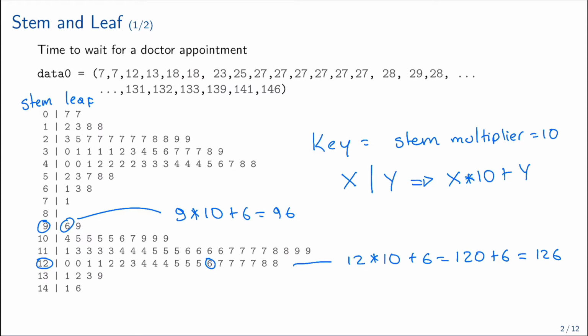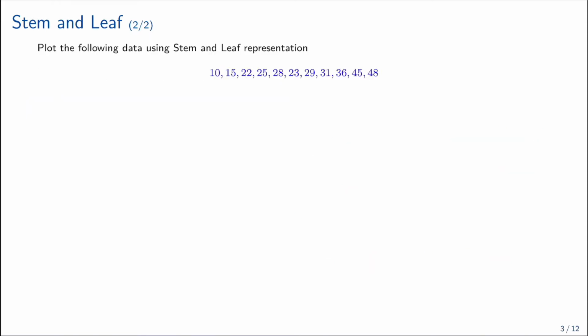So let's continue with another kind of plot. But before, let's do one example. In this example, we have this data set that I got randomly, and it's good for us to have the stem as a factor of 10. So the stem and the leaf.